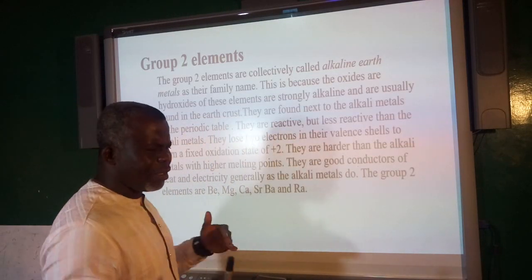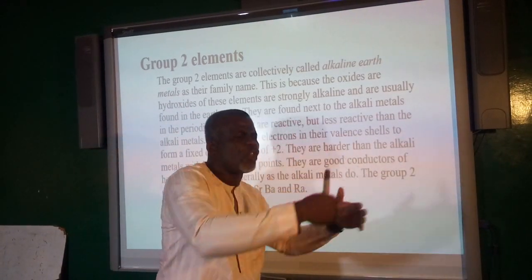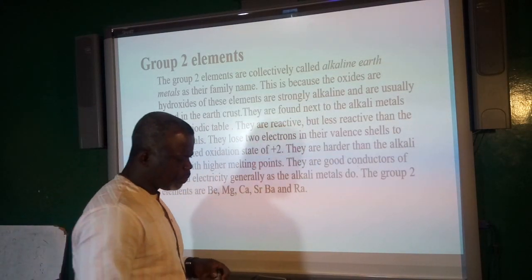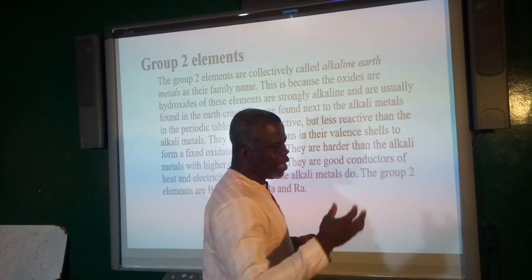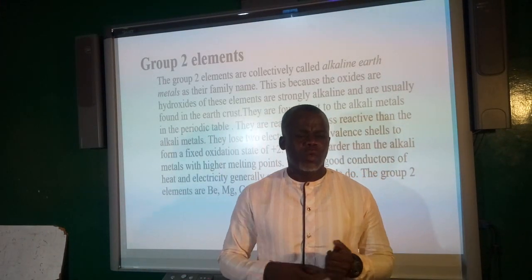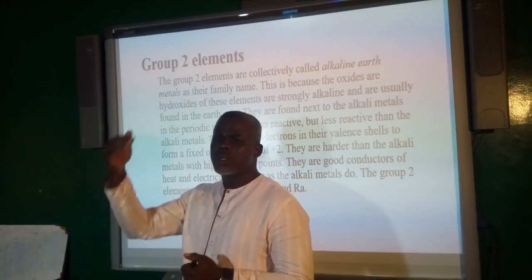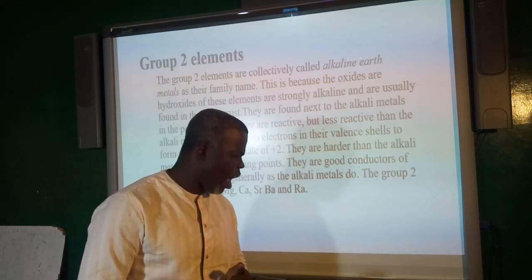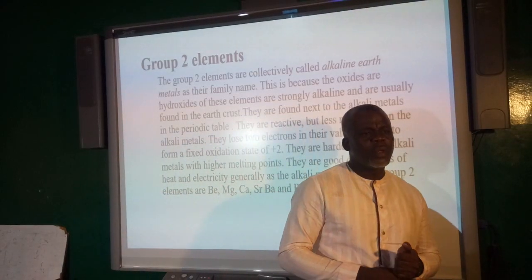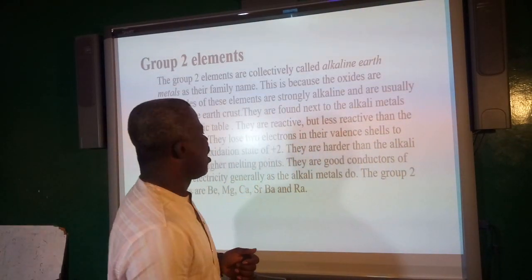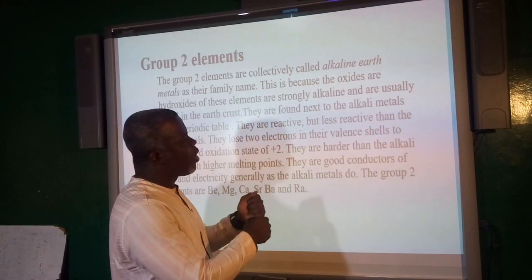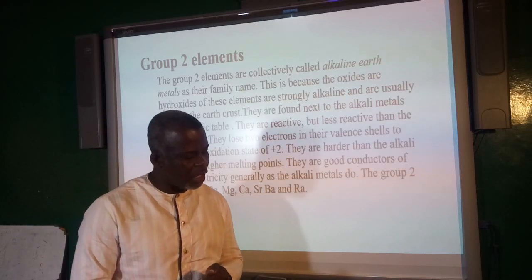They are reactive, but not as reactive as compared to the alkali metals. They are in group 2, meaning that they have 2 electrons in their valence shell, or the outermost shell. So in order to be stable, they lose these 2 electrons to have an oxidation number of +2. Are you following? So all the group 2 elements have an oxidation number of +2, because all of them have 2 electrons in the outermost shells.